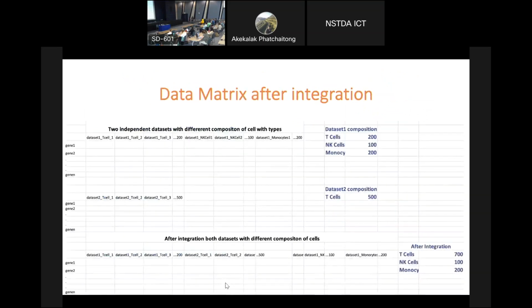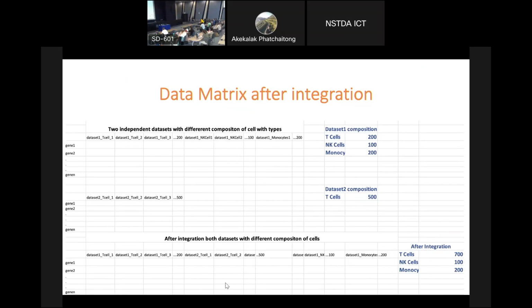All right, so then here's an example of the data file that you had, let's say, before integration. So before integration, you would have two data files, so 2 independent data sets. So gene 1 from data set 1, T cell 1, data set 1, T cell 2, data set 1, T cell 3, and so on. And you have like 200 T cells, 100 NK cells, etc. And here's data set 2, T cells 500. So data set 2, T cell 1, 2, 3, etc., all the way to 500, here all the way to 200 and so on. So that's how you have your data set.